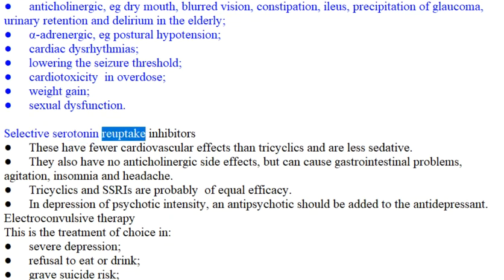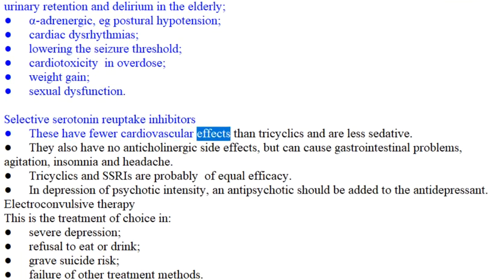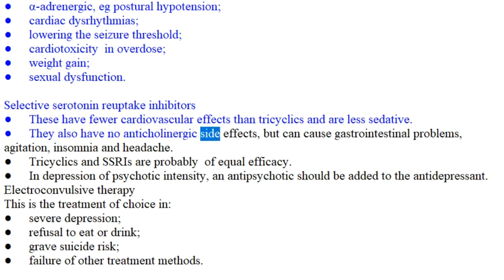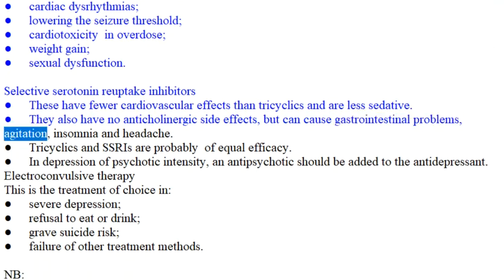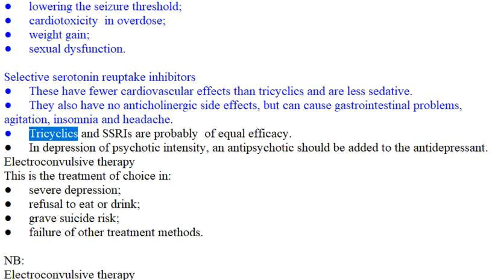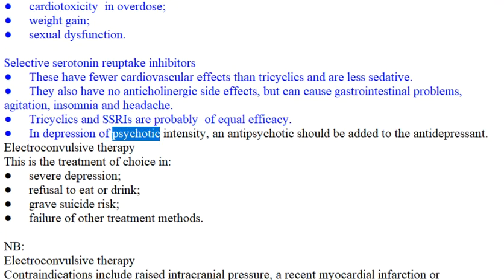Selective serotonin reuptake inhibitors. These have fewer cardiovascular effects than tricyclics and are less sedative. They also have no anticholinergic side effects, but can cause gastrointestinal problems, agitation, insomnia, and headache. Tricyclics and SSRIs are probably of equal efficacy. In depression of psychotic intensity, an antipsychotic should be added to the antidepressant.